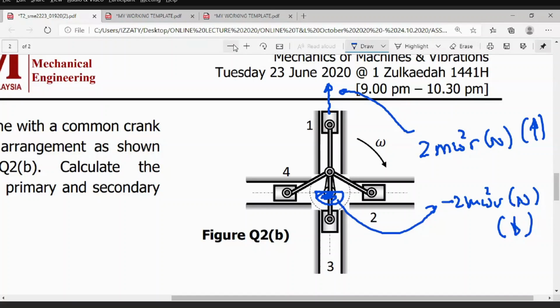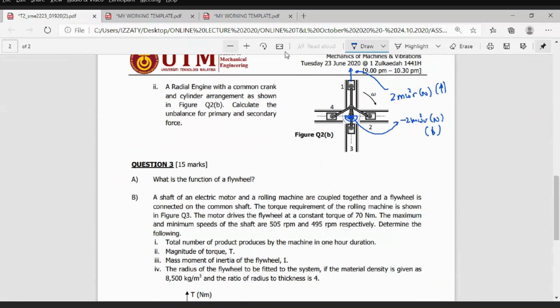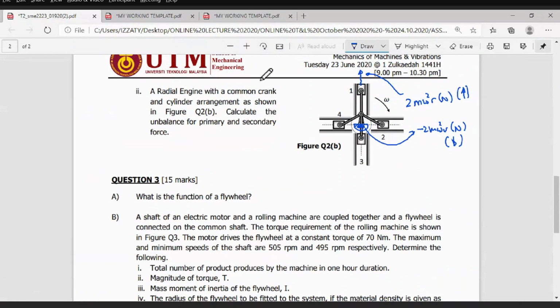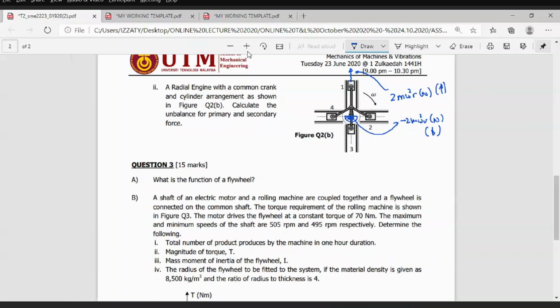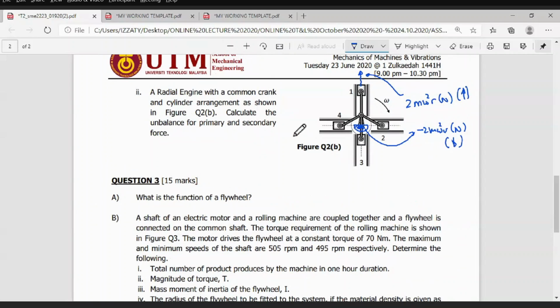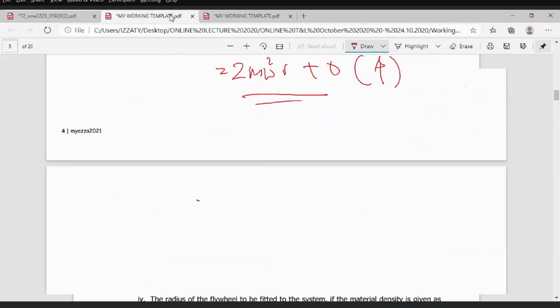Any question? Okay, I have a question. If supposedly the question gives us a crank that does not fall at 0 degree, can we move the crank to the 0 degree? Okay, I will answer that.